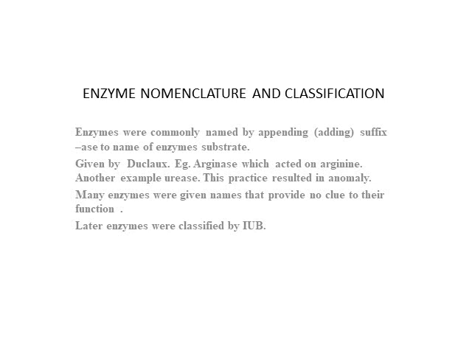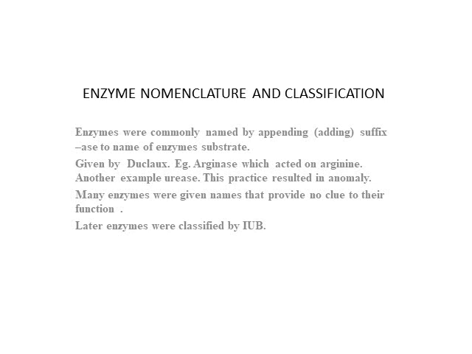This practice resulted in anomalies because two enzymes were given the same name, or vice versa, two different names were given to the same enzyme. Therefore, this system was not followed. Many enzymes were given names that provided no clue to their function, for example catalase, which acted on hydrogen peroxide. So this system was also not followed.